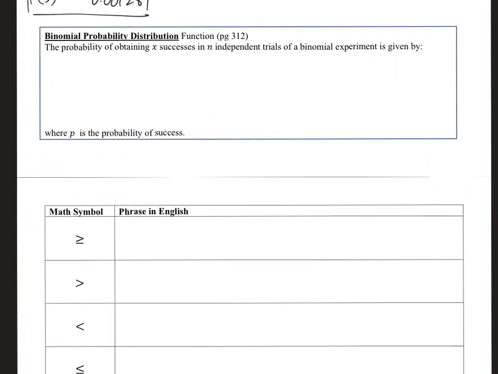Now let's take a look at the binomial probability distribution function. So the probability of obtaining X successes in N independent trials of a binomial experiment is given by the formula. P of X, so the probability of X is, you have a combination N choose X, times our probability P to the X power, times 1 minus P to the N minus X power. So X equals 0, 1, 2, and so on. So notice, how did we get this formula?